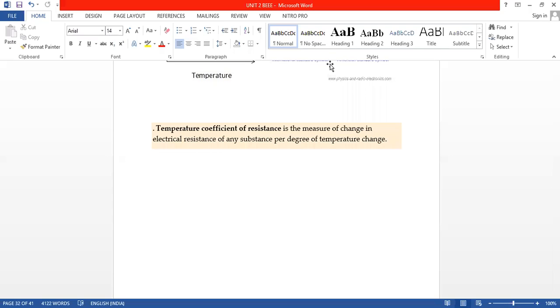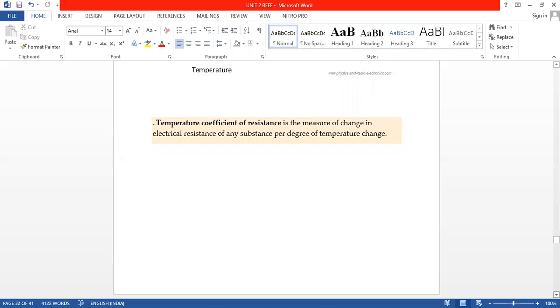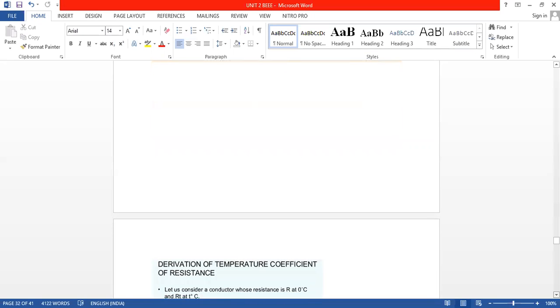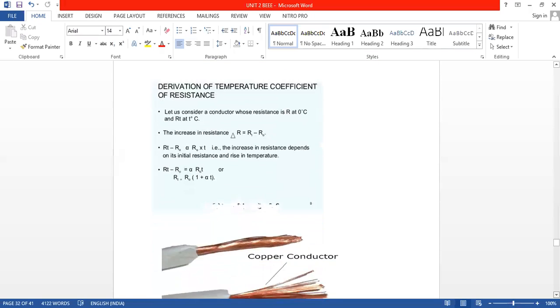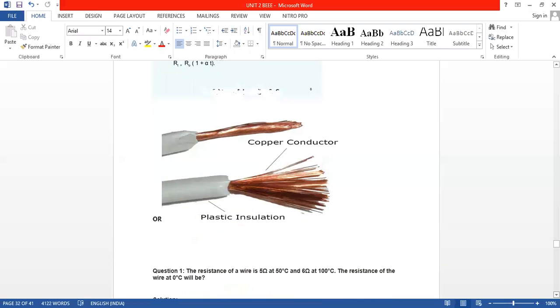Whenever any object is heated, or whenever current flows through the object, there will be a change in the resistance of that object. So whenever current flows through this copper conductor, the conductor gets heated up. As a result, there will be a change in the value of the resistance. With our eyes we cannot see the change in resistance, but if I place a sensor, I can calculate the change in the value of the resistance.